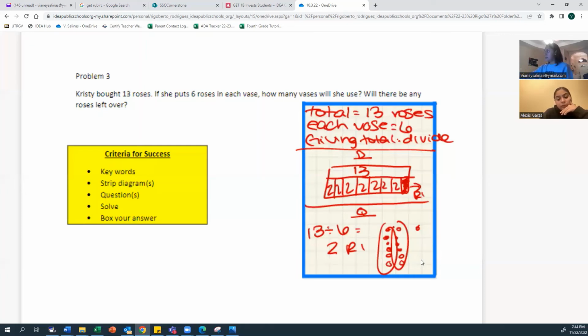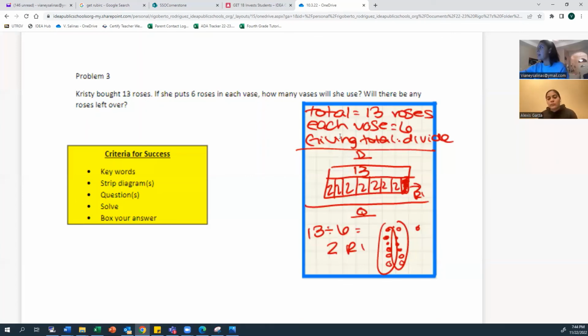They're putting the keywords wrong, like they're switching the information. They got the keywords correct. They did the strip diagram correct. They know they're supposed to divide. But down here, instead of getting 2 remainder 1, they get 5. Then you know that it's a division error. So then that's when I'm going to go back and stop and reteach.